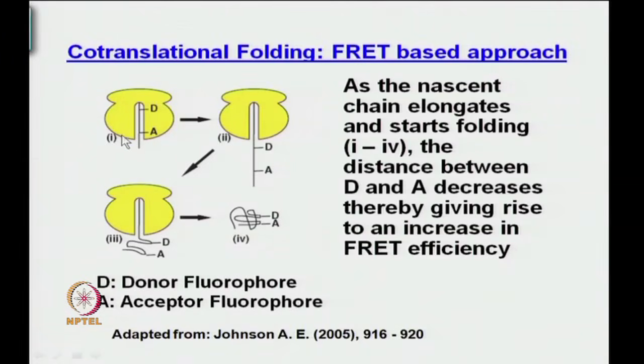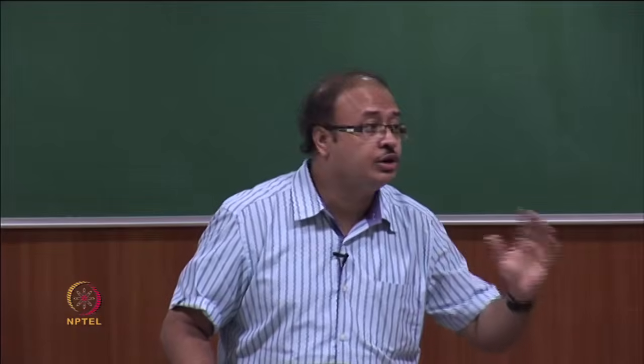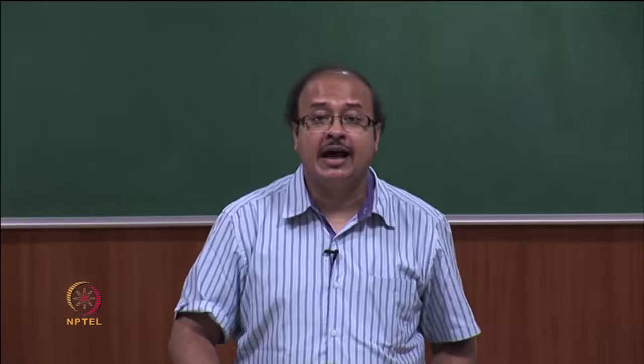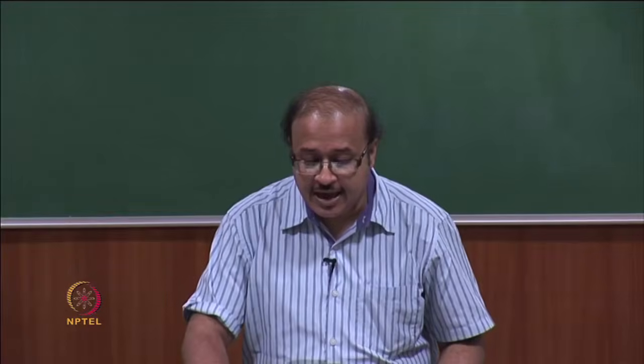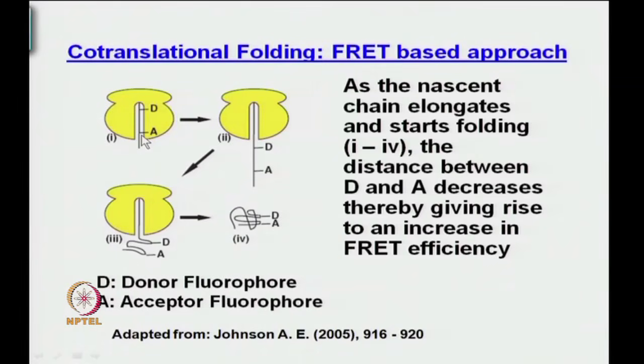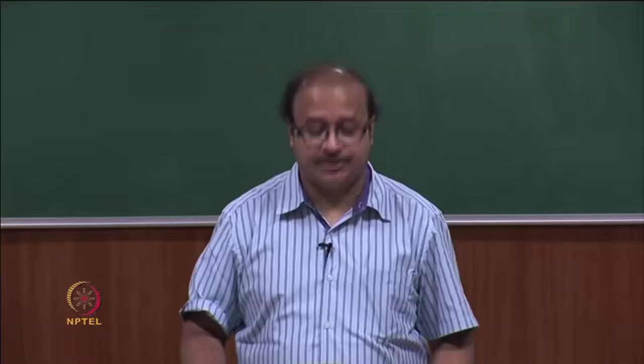Now, what do we see from 1 to 4? This yellow one is a ribosome, and this line is your growing nascent chain. You have designed experiments such that the moment the nascent peptide gets synthesized, one of the amino acids has a D attached to it. We will not go into details of how this is done. Another amino acid has A attached to it at some point along the chain, and you can see this D and A are a little bit distant in sequence.